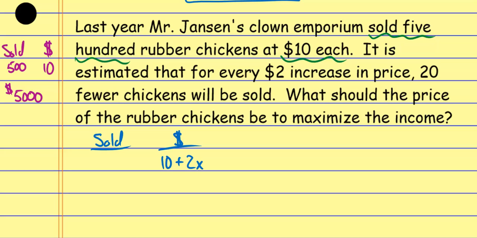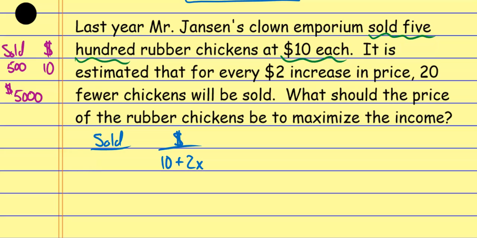Am I going to increase it by $2 once? Am I going to increase it by $2 twice, so $4? Am I going to increase it by $2 three times, so $6? All right, so it's 10 plus 2x. And now we want to approach the number sold the same way. I started with 20 people, right? Oh, sorry, 20 fewer people.